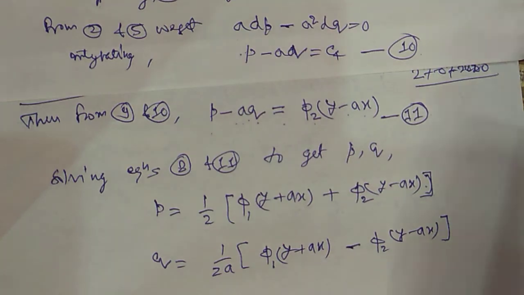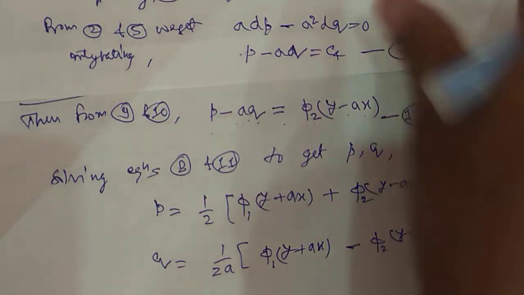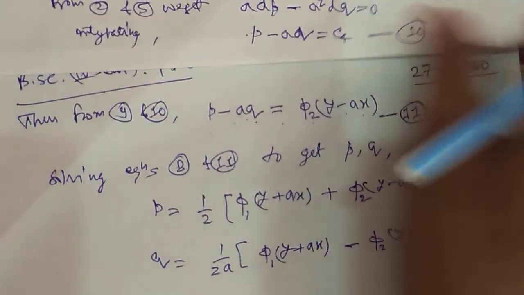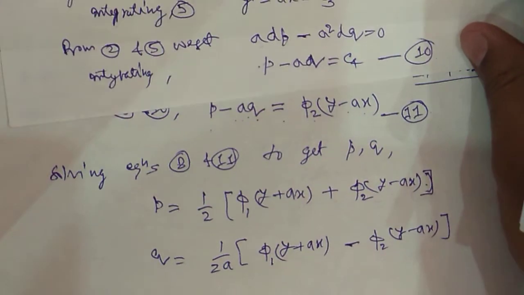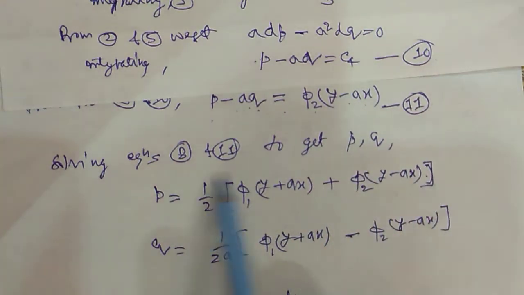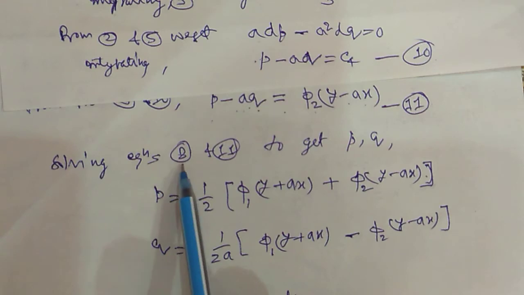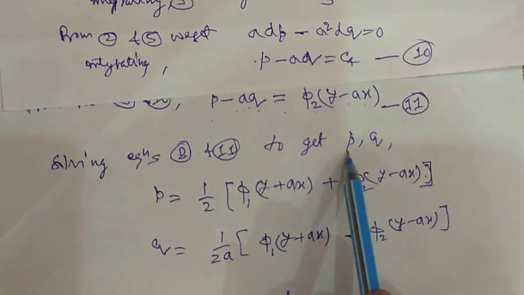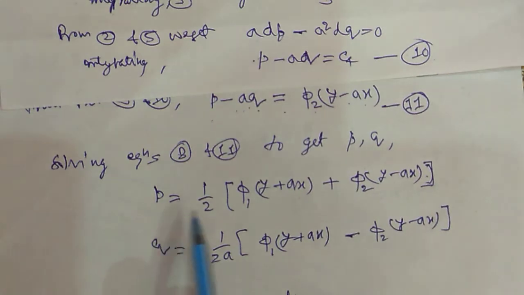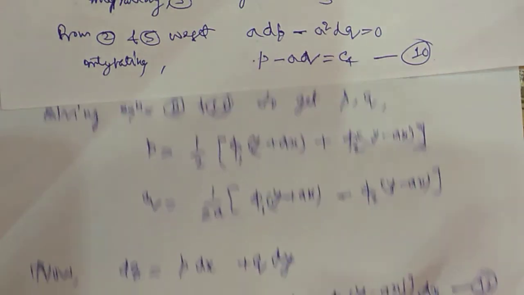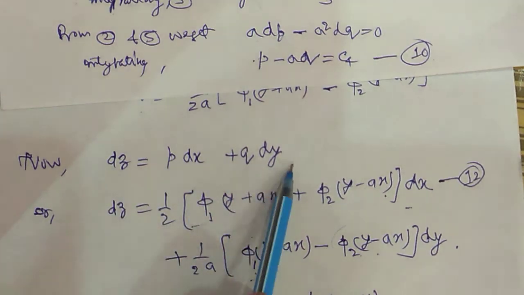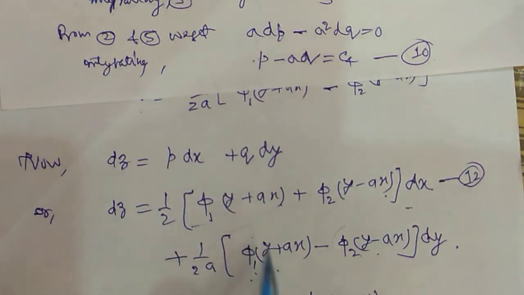Now we solve equations 8 and 11 to get the values of p and q. First we add these, then we get the value of p, and subtracting we get the value of q. So the general solution is given by dz equal to p dx plus q dy. Put the values of p and q and integrate it.